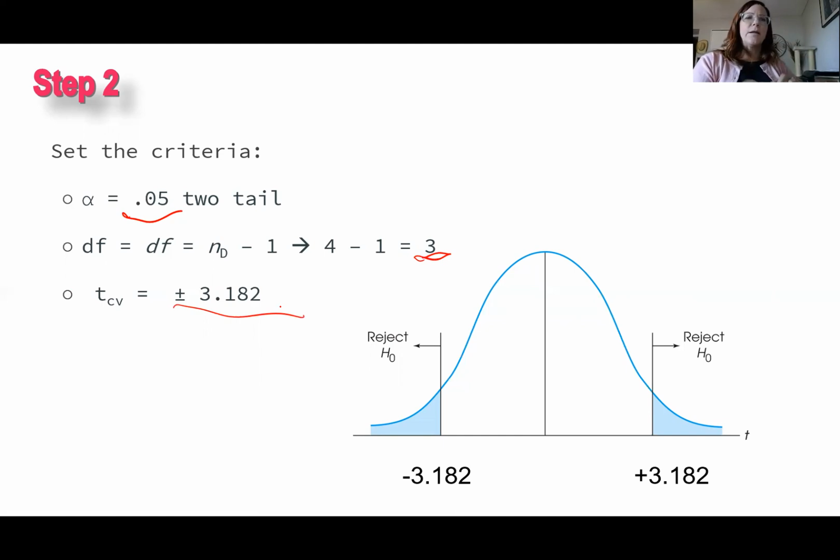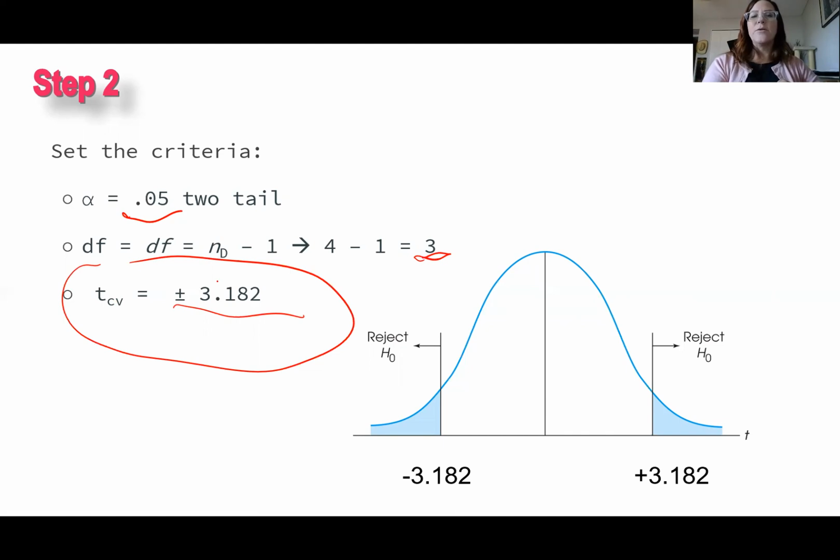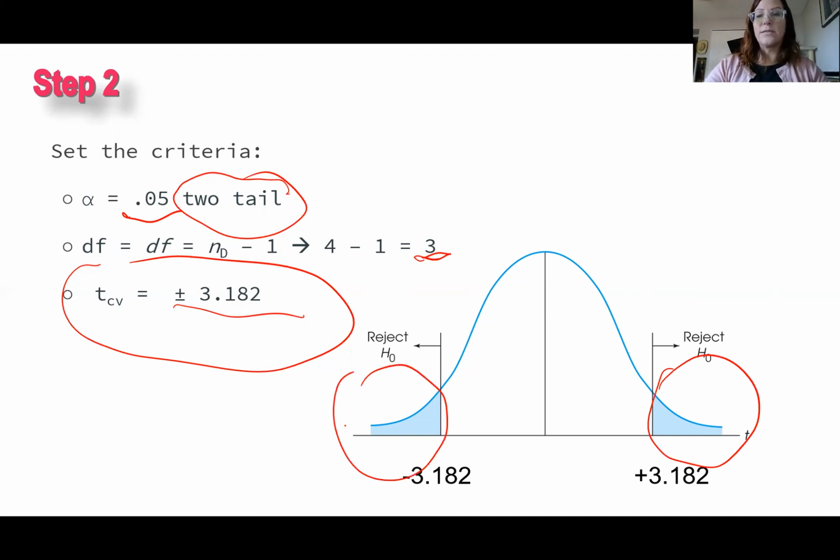Now you should be reporting one of 2 different ways. Either you report t critical value equals plus or minus 3.182, or you could put t critical value equals 3.182 and write two-tailed after it. But it has to state one way or another that you're seeing that it's both sides. So here we have a distribution. Here's where it's significant, or here's where it's significant. It's going to go one way or the other, in one direction or the other. We just don't know which direction.